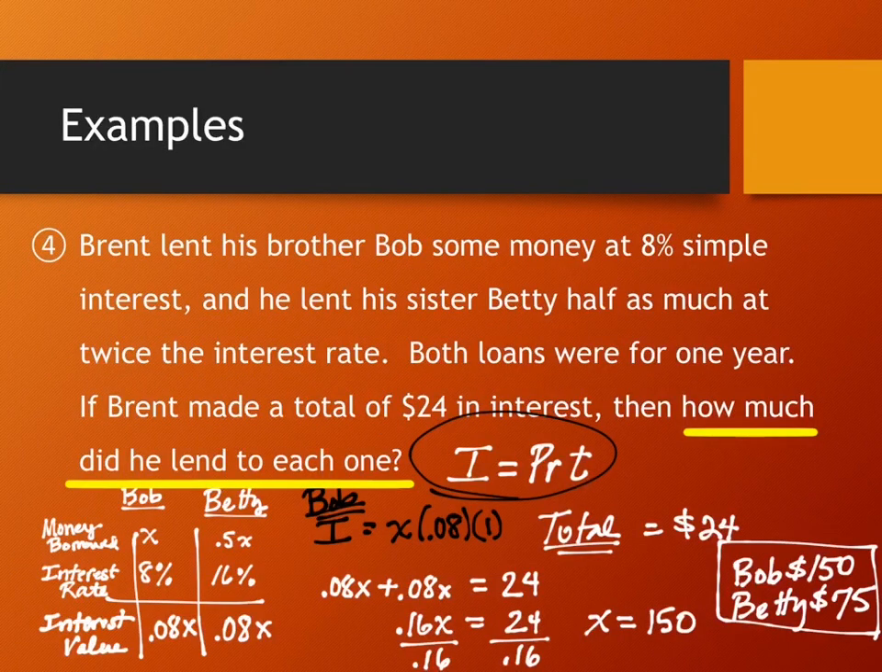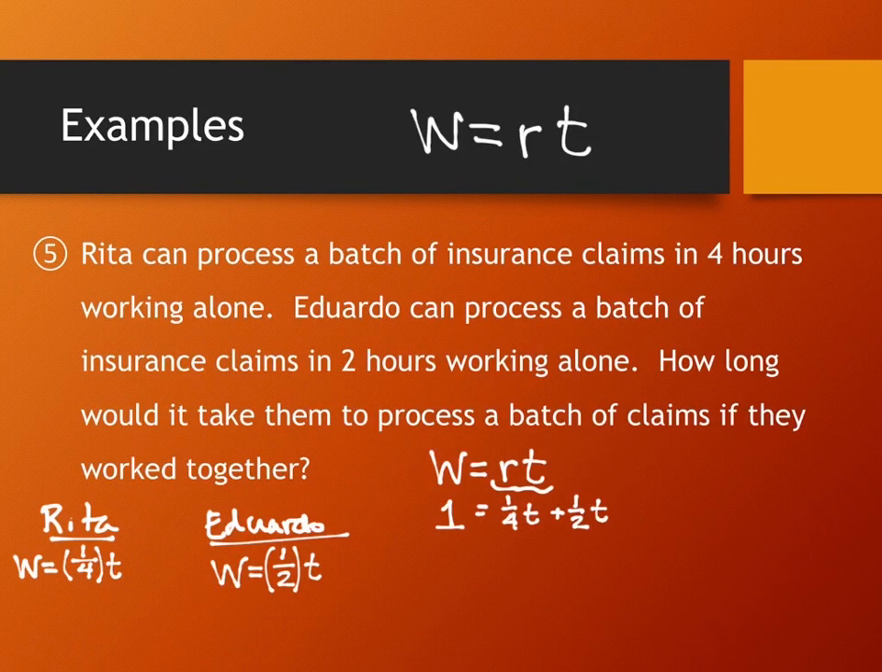This is much like the problem over here where we added the 0.08x plus 0.08x, right? Each individual piece adds together to be the whole 24. Each individual's rate times time, each individual's work, is going to add to be the whole work project completed, 1, which is 100%. That's what's going on, or one batch. All right, so 1/4 T plus 1/2 T. What is that? 3/4. That is 3/4 T.